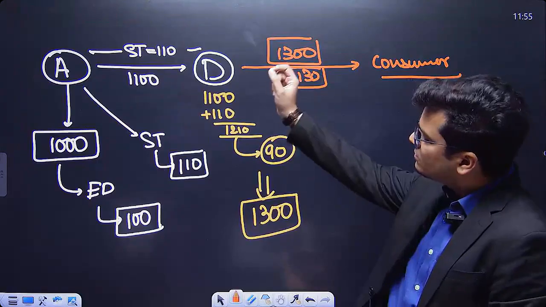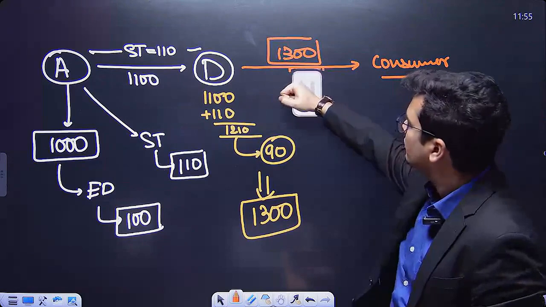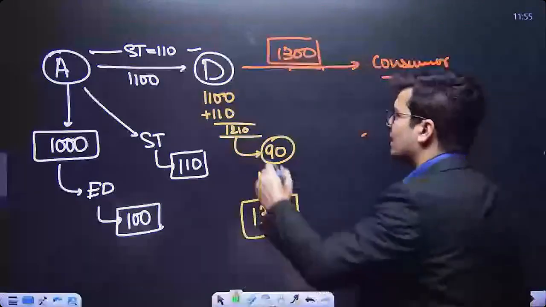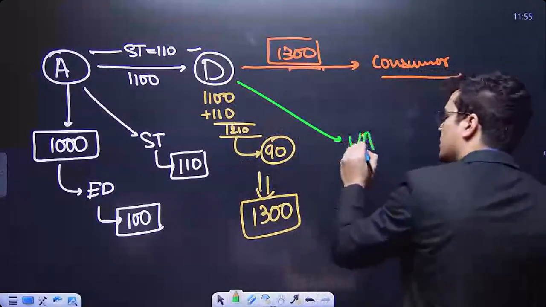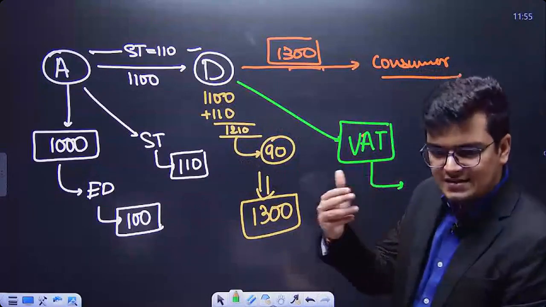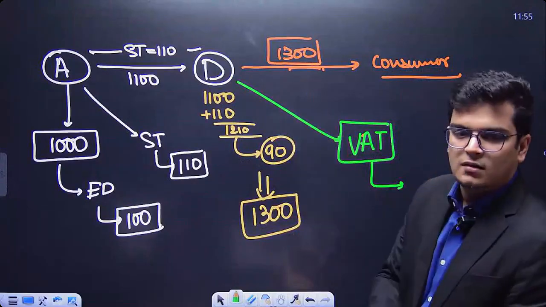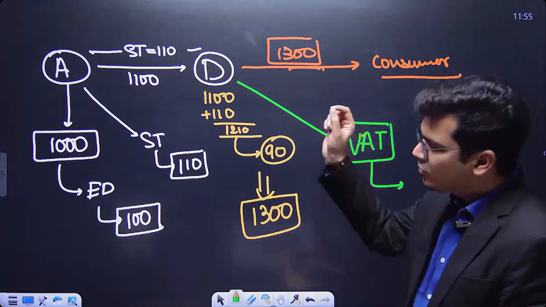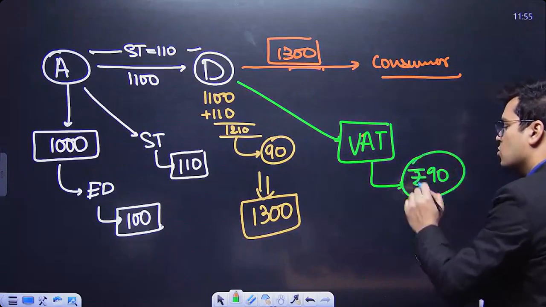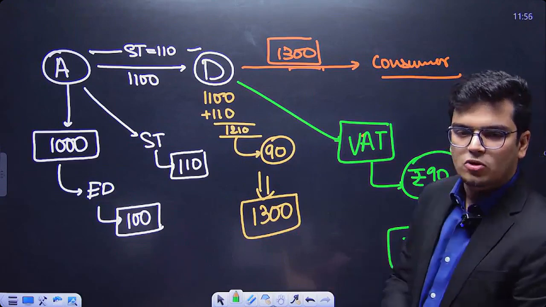हमने कहा कि डिस्ट्रीब्यूटर जो टैक्स देगा, the tax that distributor has to give is only the tax on his value added. Whatever value he adds, only on that he will pay tax. What is the value added that he has done here? He has added rupees 90 in value. So he only has to pay rupees 9.